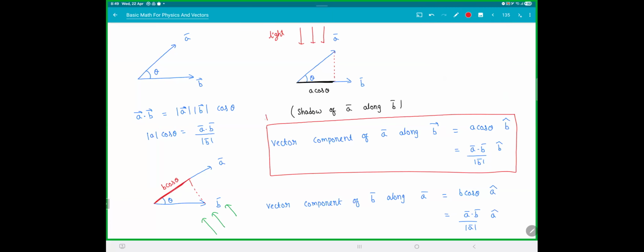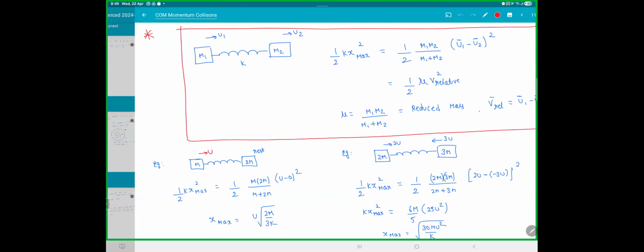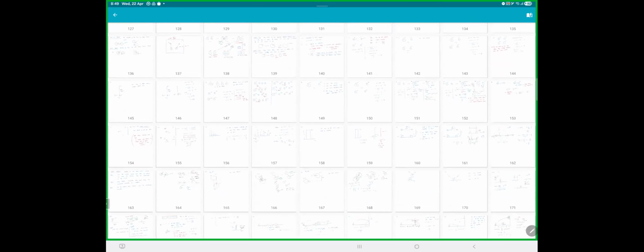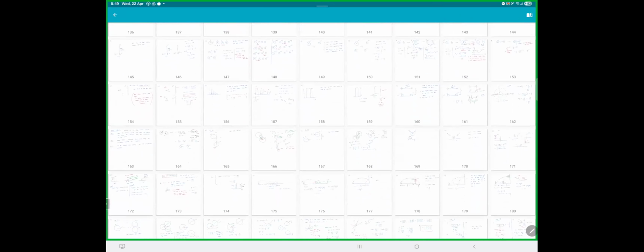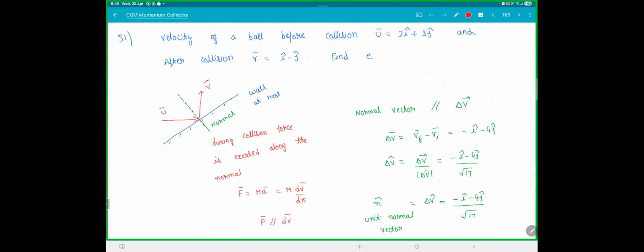Now, as such, no one will ask you these things directly in the exam, but this will come as a part of something else. If I have to show you, it would look something of this sort. So later on, you'll encounter questions like this. You will not understand now. It's all vector-based questions. So the velocity of a ball before collision is 2i plus 3j. The velocity of the ball after collision is i minus j. You see, they'll give you vectors like this, and they'll ask you something called e and all.